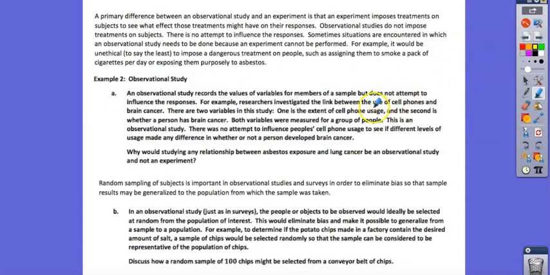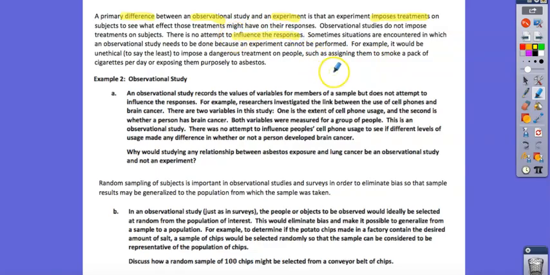Okay, here's another one. I'm just going to go through some of these. The primary difference, and this is really important, between an observational study and an experiment is that an experiment imposes treatments on subjects. An observational study does not impose treatments on the subjects. There's no attempt to influence their response.